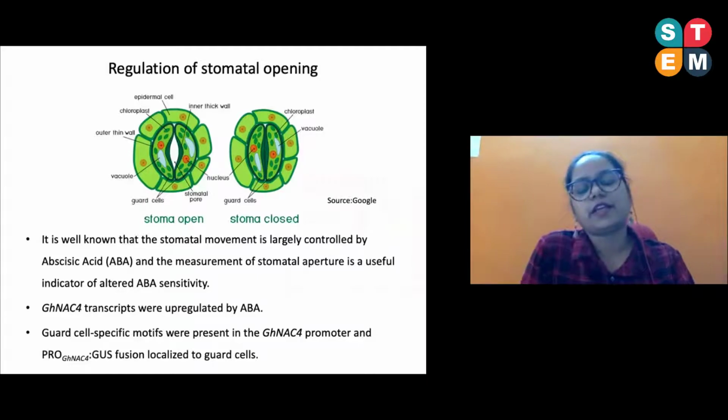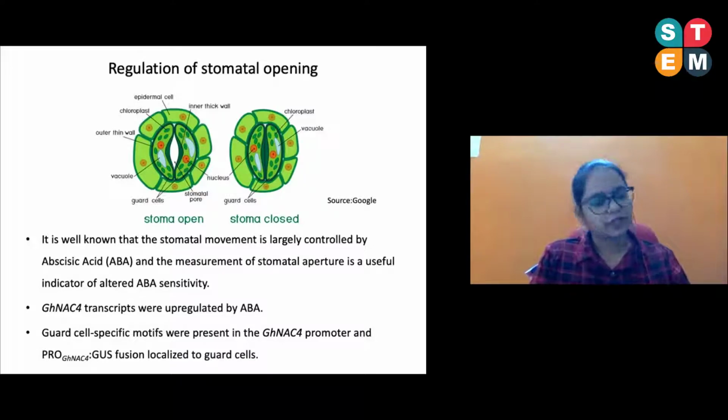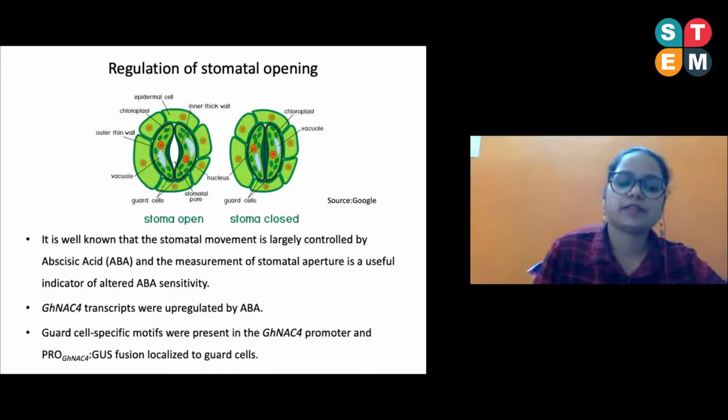Later, we went ahead to study what is called stomatal behavior. Before that, I'd like to briefly explain about it. It is well known that stomatal movement is largely controlled by the phytohormone that I explained earlier called abscisic acid, and measurement of stomatal aperture is a useful indicator of altered ABA sensitivity.